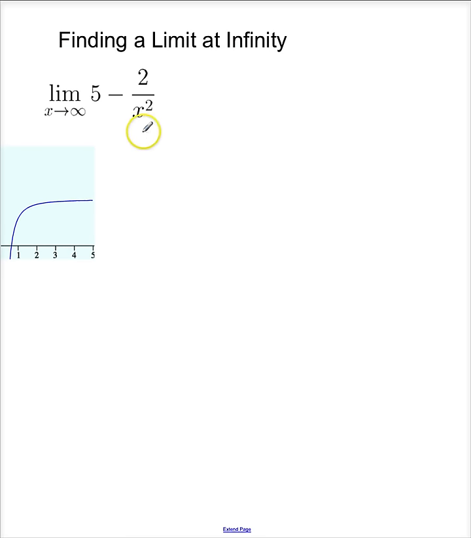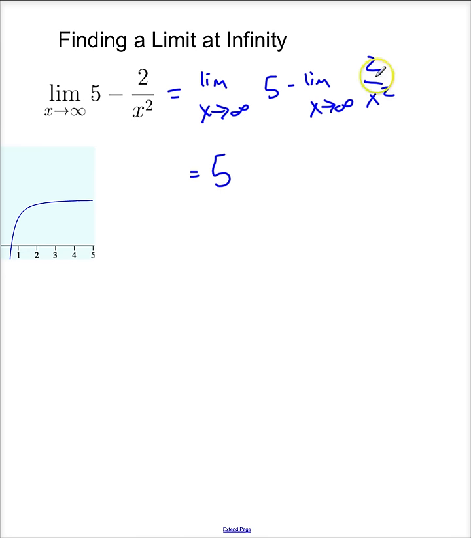So let's look to see how we could use this. What is the limit as x approaches infinity of 5 minus 2 over x squared? Well, this is the limit as x approaches infinity of 5 minus the limit as x approaches infinity of 2 over x squared. Now, for the first term, it doesn't matter what x is. This limit is 5. And this limit right here is 0. So this limit is 5. So what this means is as x gets very, very large, the function approaches 5 or gets arbitrarily close to 5.